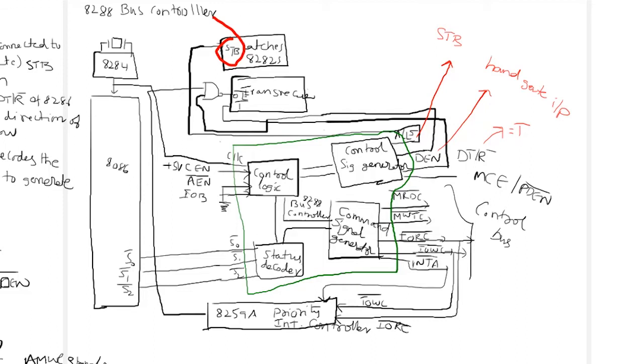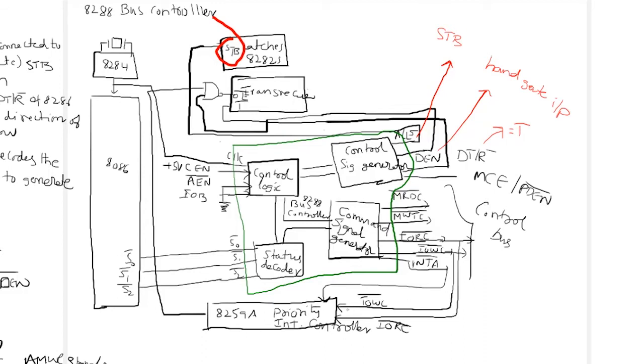From the status decoder, via the command signal generator, the control signals we saw in the previous diagram come out. That is called the control bus. And whenever the interrupt acknowledgement is generated by the command signal generator as a control signal, it is connected to the 8259A priority control signal generator.